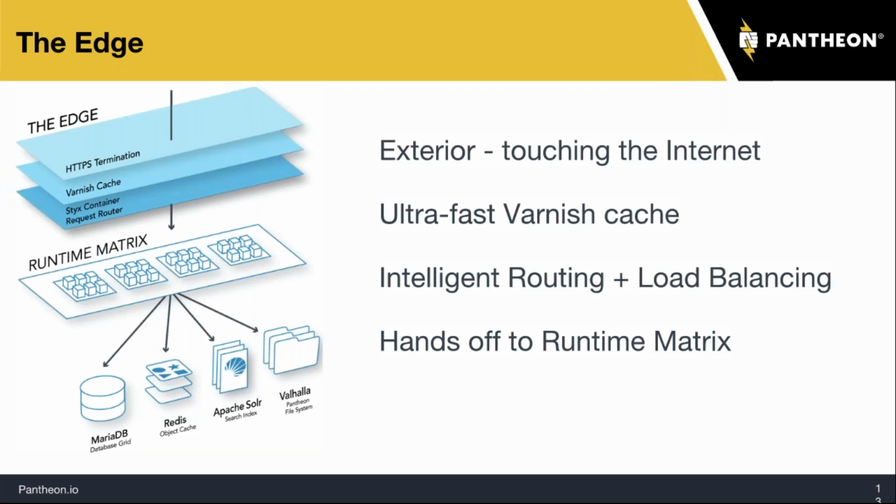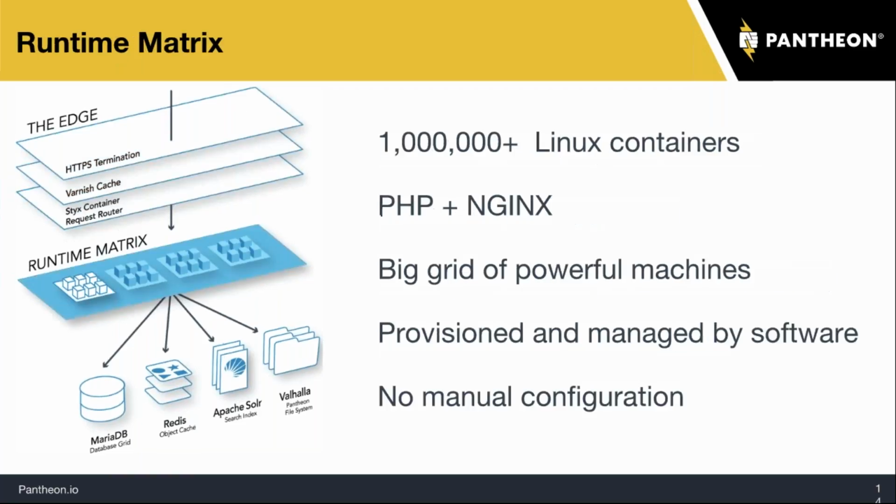We bake in Varnish at this level, so you get best-in-breed reverse proxy caching, automatically configured, automatically tuned. You don't have to install anything. It just works. Beneath that layer at the edge, we have our Runtime Matrix. This is where PHP and Nginx get executed inside of containers. This is part of our scale story combined with Varnish on top.